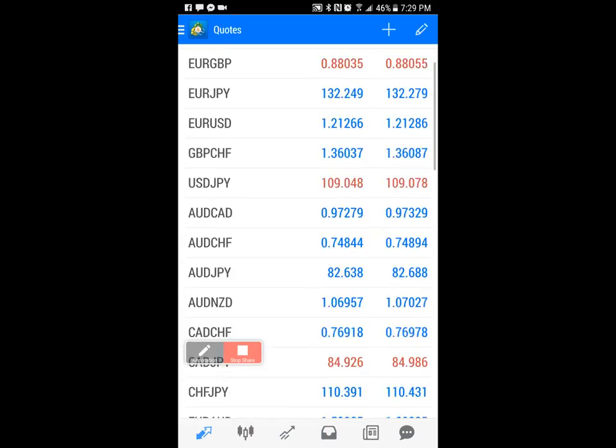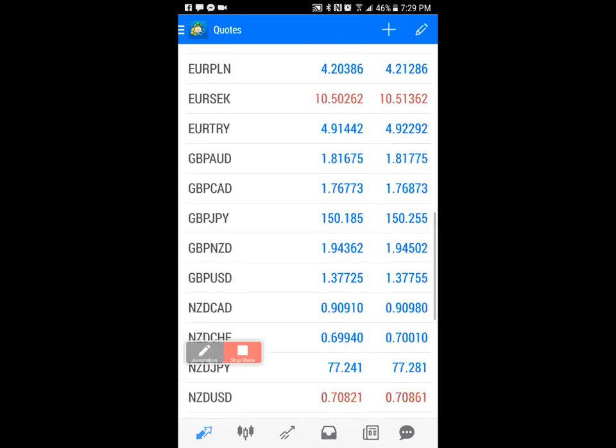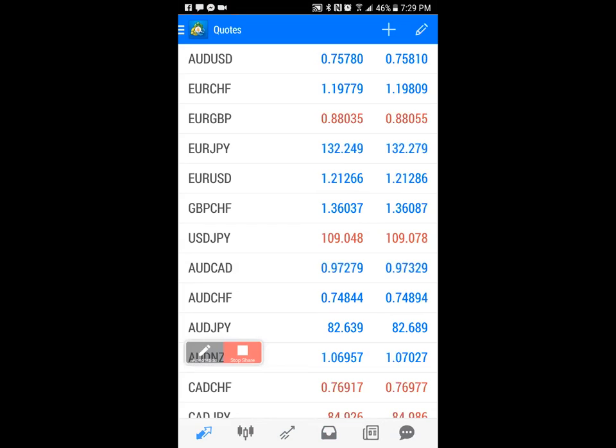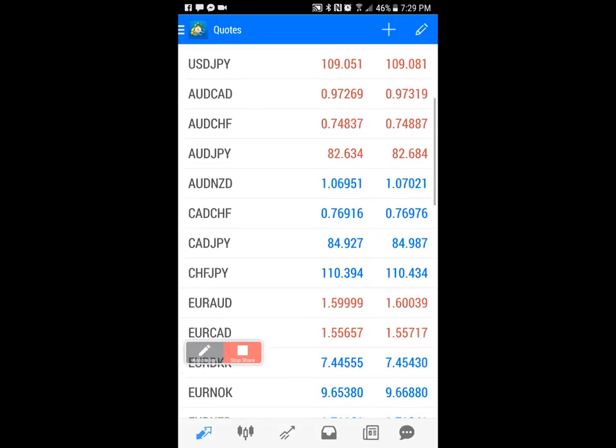But when you're looking at this, don't get distracted by those numbers on the right. All you're looking at is the pairs to the left, the currency pairs. The first one is Australian dollar versus the US dollar. That's all, you're just looking at the pairs.